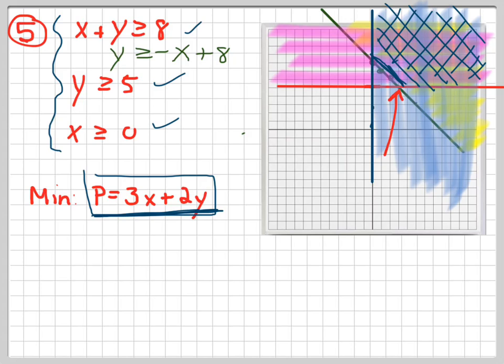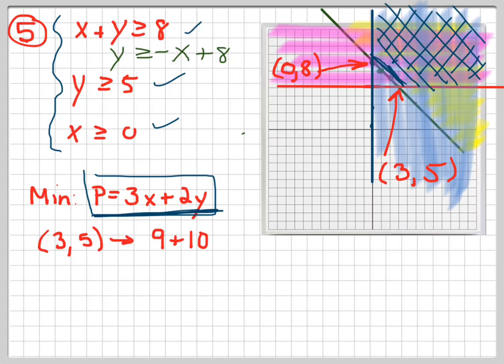Well, our vertices are right there and right there. So we've got 2 points. This first point looks like it's at 3, 5. And then this second point up here looks like it's at 0, 8. And so one of those is going to minimize the function and meet all of those criteria that we have. And so we just find out what P is if we plug in 3, 5. At 3, 5, we get 9 plus 10. P is equal to 19.